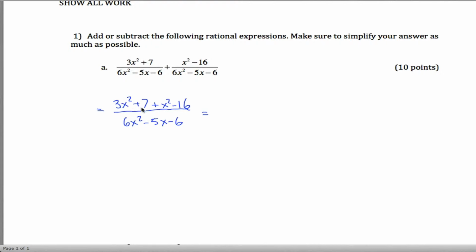But my numerator up here, I have some like terms. I got 3 of these x squared things, and I got 1 more of these x squared things. So in total, I have 4 of these x squared things. And I got a 7 and I got a negative 16. So positive 7 minus 16, let's see, that nets out to minus 9. If you were at 7 on the number line and you move to the left 16 spots, you'd cross 0 and get all the way down to negative 9. And then on the bottom, 6x squared minus 5x minus 6.